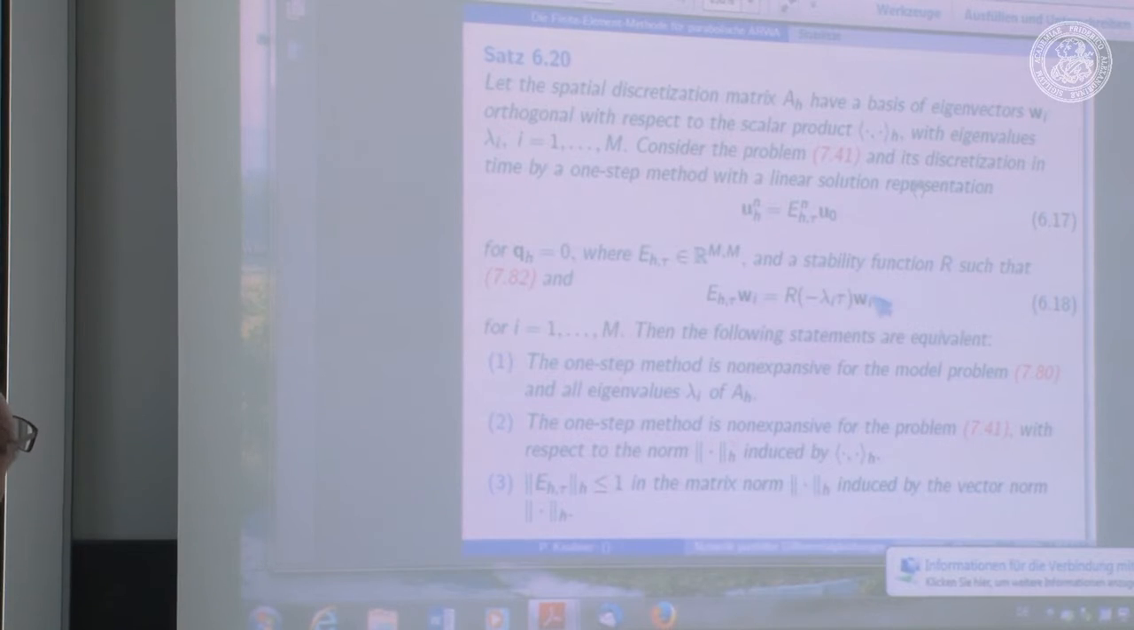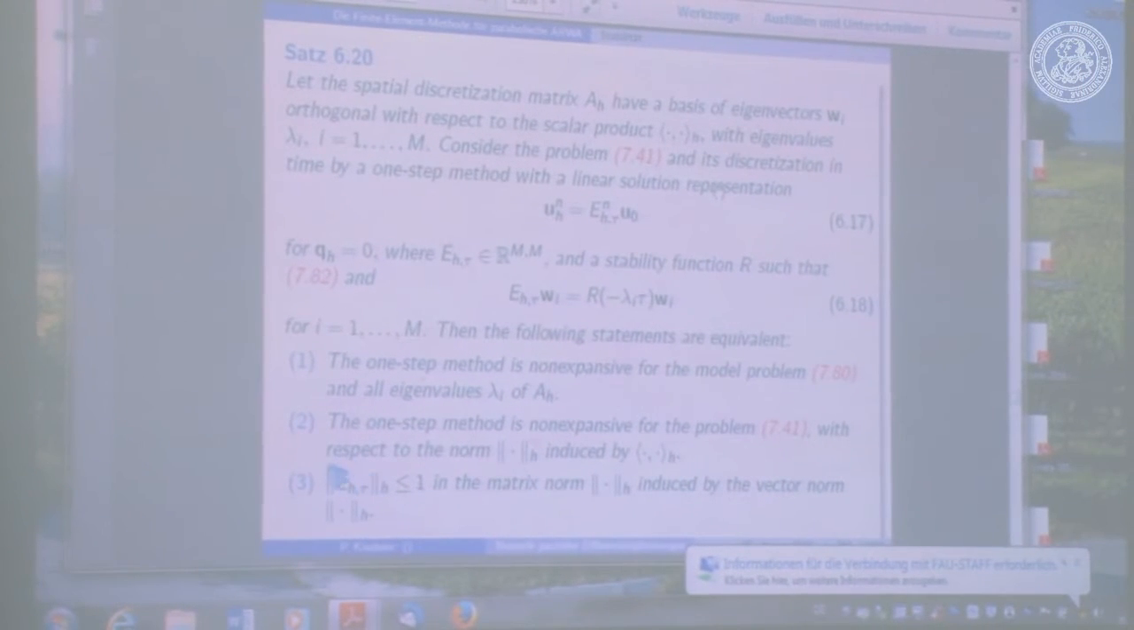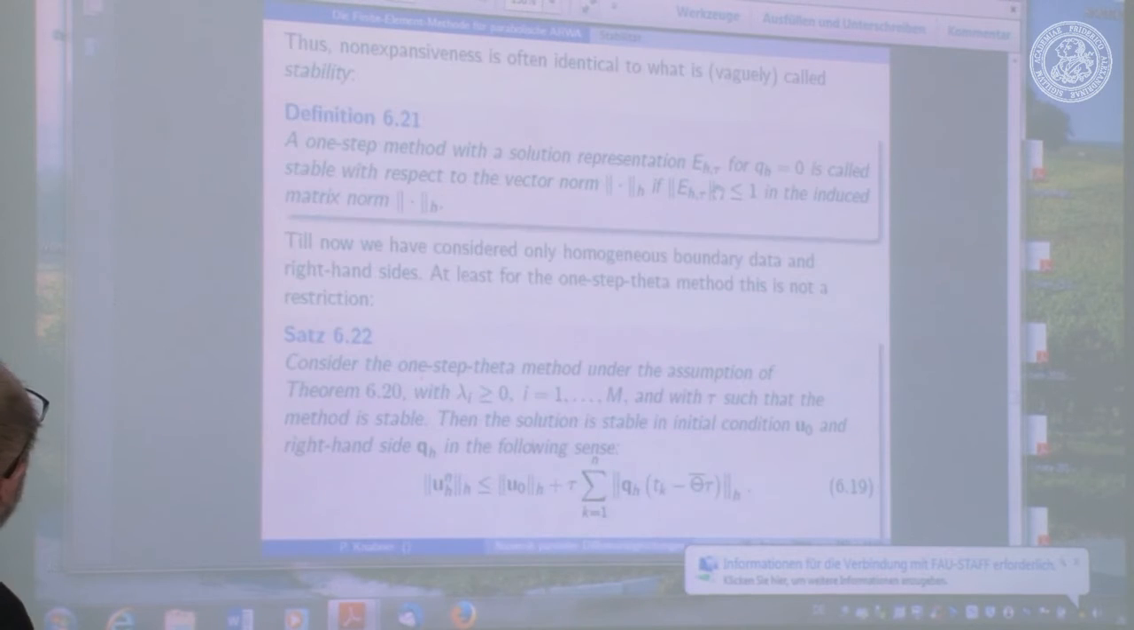And the third assertion just is we have to have that this operator, or this matrix here, the norm induced by the vector norm is less or equal to 1. So that is, so to speak, the compact version of stability here. And later on we will see in the next step what are the consequences of that, and in the step after we will see how we can relax this requirement a little bit to get weaker forms of stability.